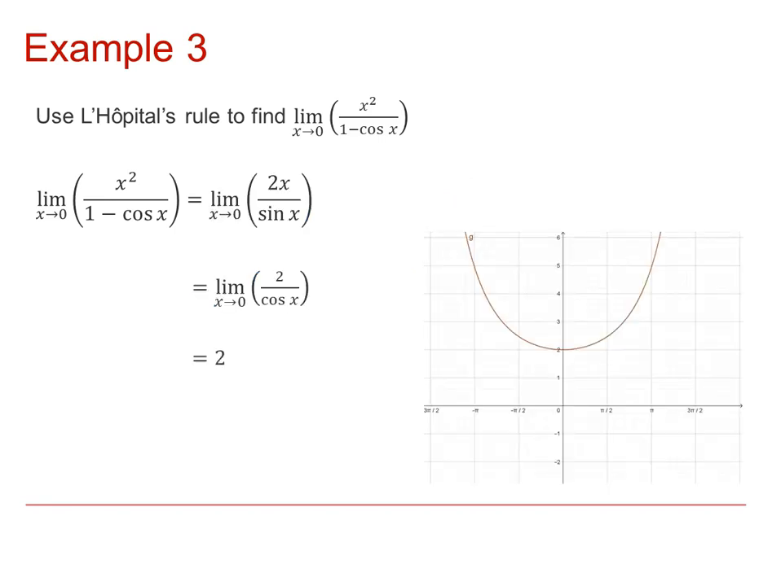And just to confirm that, here we have a graph showing the function x squared over 1 minus cos x, and you can see that when x is equal to 0, we've got the value of y equal to 2, which is what we found from our limit.